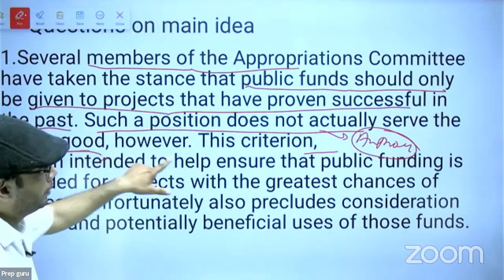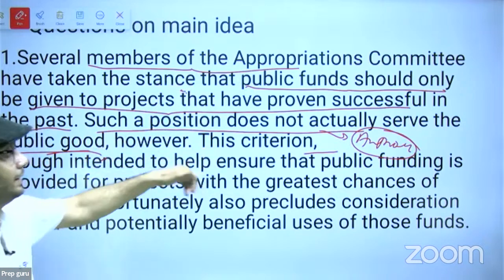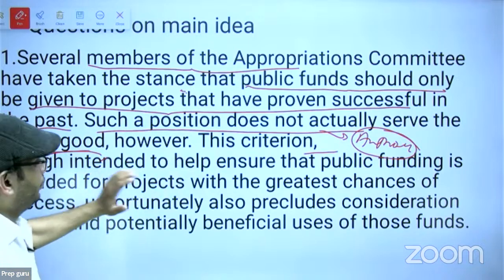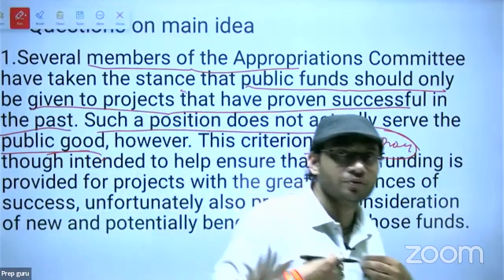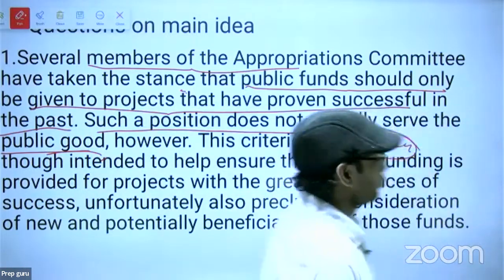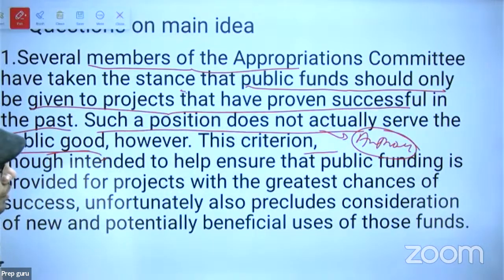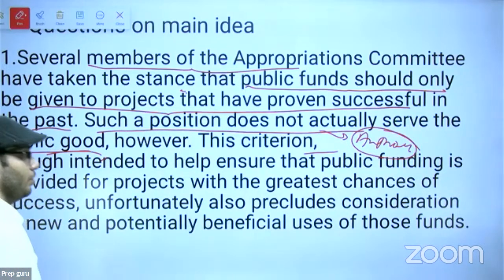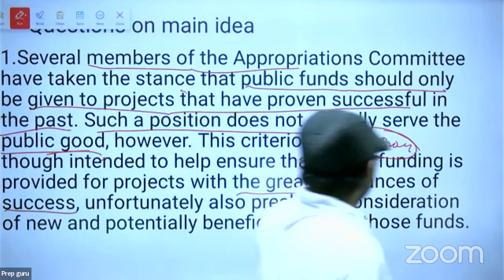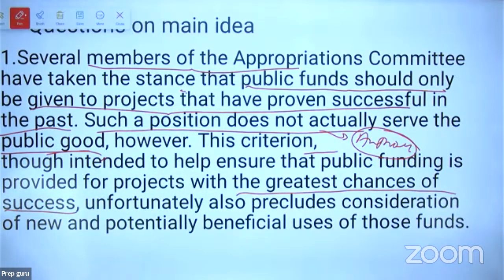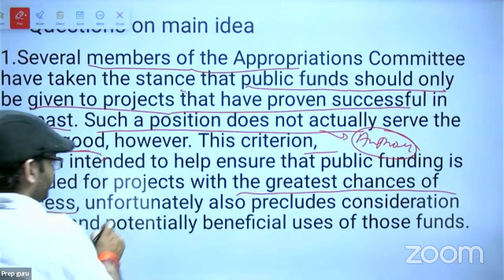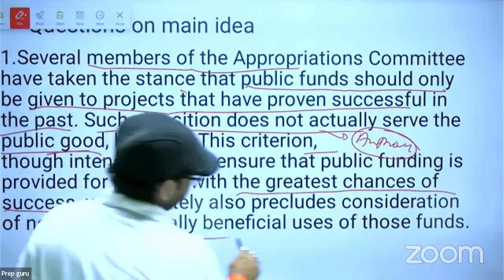Now it is saying, however, this criterion, though intended to help ensure that public funding is provided for projects with the greatest chances of success. Means why are they saying that we will provide the public money, the fund, only to those persons who have successful projects in the past? Because they don't want to take risk. They want more chances of success, right? So one who has been successful in the past knows how to be successful. In that context they are saying that public funds should be given to those who have proven their ability, right? Now, unfortunately, it also precludes consideration of new and potentially beneficial uses of those funds.